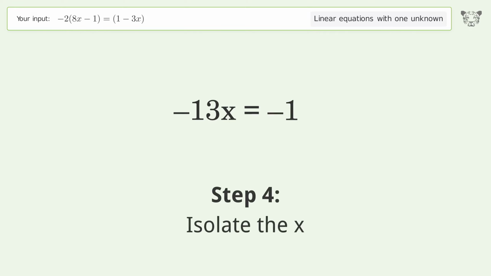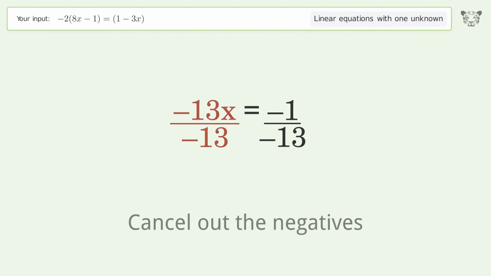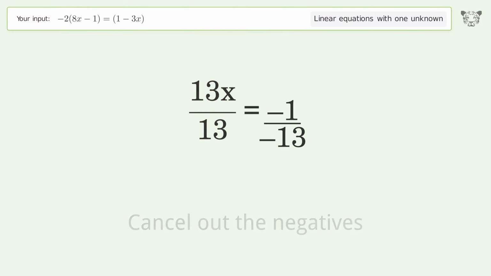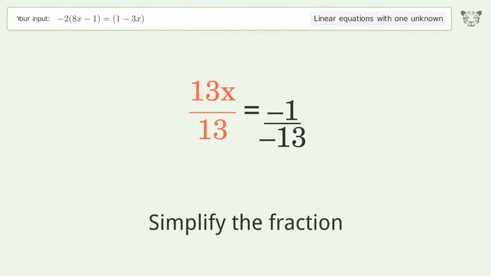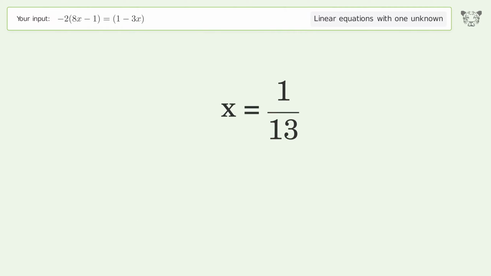Isolate the x. Divide both sides by -13. Cancel out the negatives. Simplify the fraction. Cancel out the negatives. And so the final result is x equals 1 over 13.